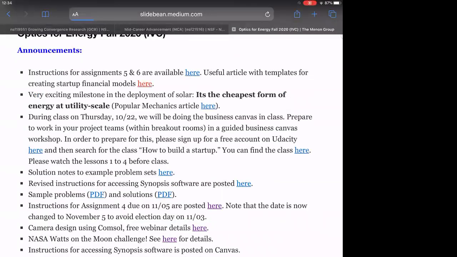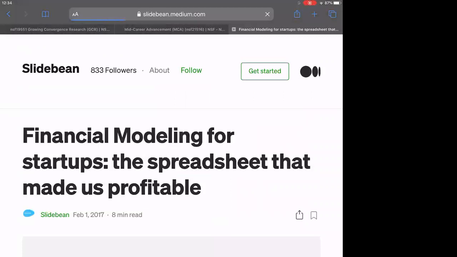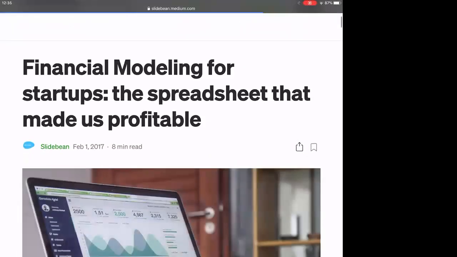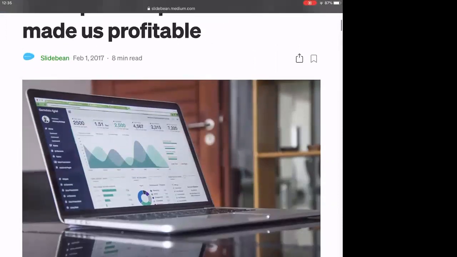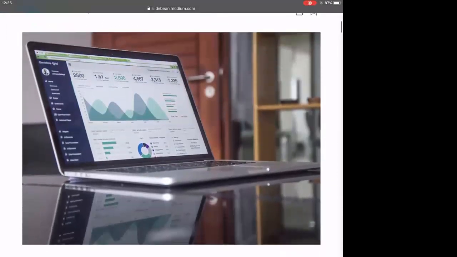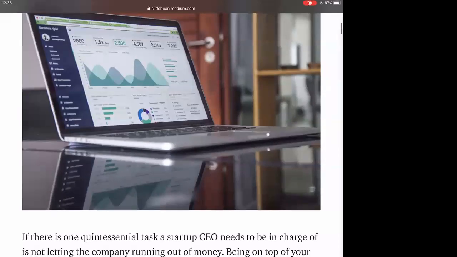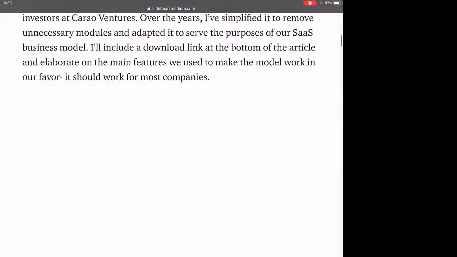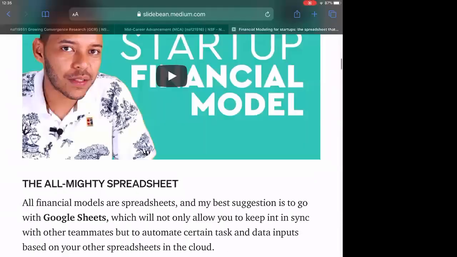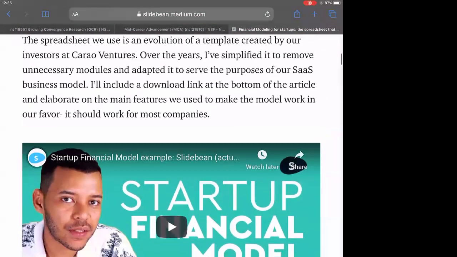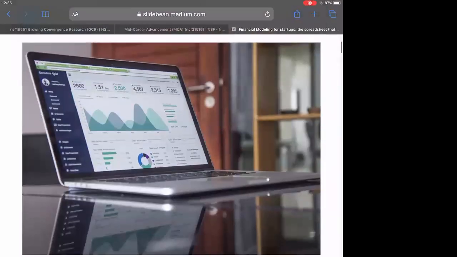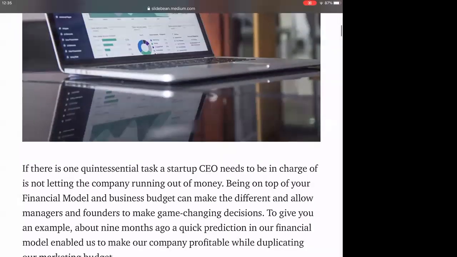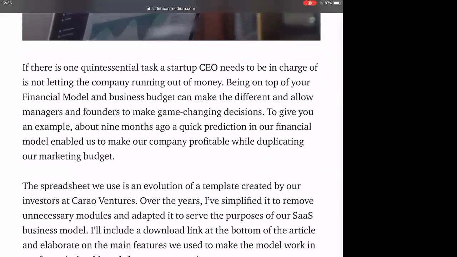The last point is this link that I posted to a Medium article about financial modeling for startups. This is from a company called SlideBean, which is a startup. It's been a few years, and it's a really useful article. It's worth reading. It's fairly short, and there's a video accompanying the article that you can watch to really get a sense for what they did. So it gives you an idea of some very, very simple financial modeling that you can use that will help you really think through some of the numbers. And as engineers, of course, we all love numbers, so it's important that you do this. And I think this will probably be a little bit easier for you than some of the other parts.